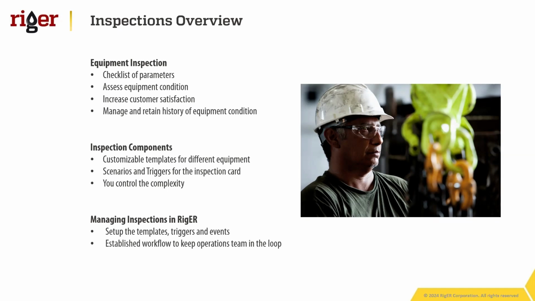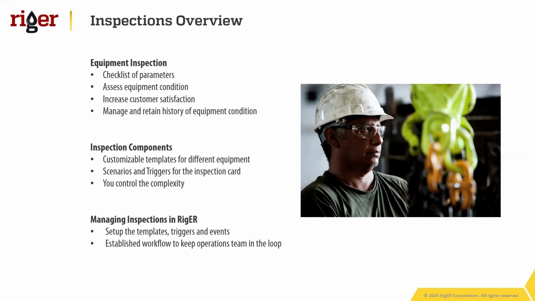When we talk about the components of inspection in RigER, we have customizable templates for you, and this is something that you control. The complexity could be as simple as having one inspection template for your item. So let's say forklift 5K and forklift 10K, they could all use the same template, or you could increase the complexity and create a template for each one of those.